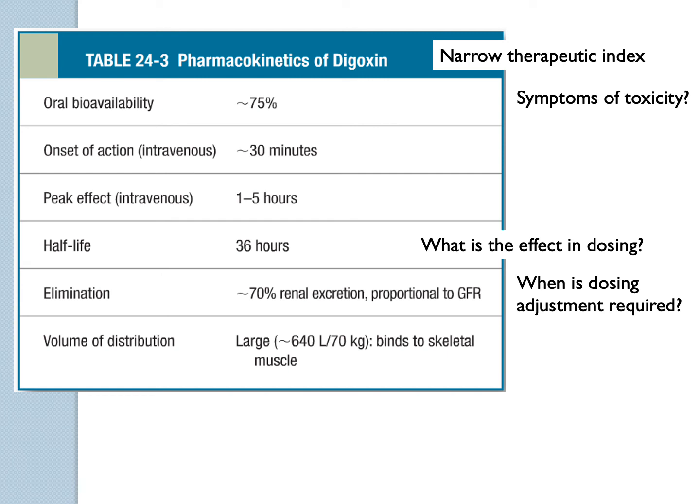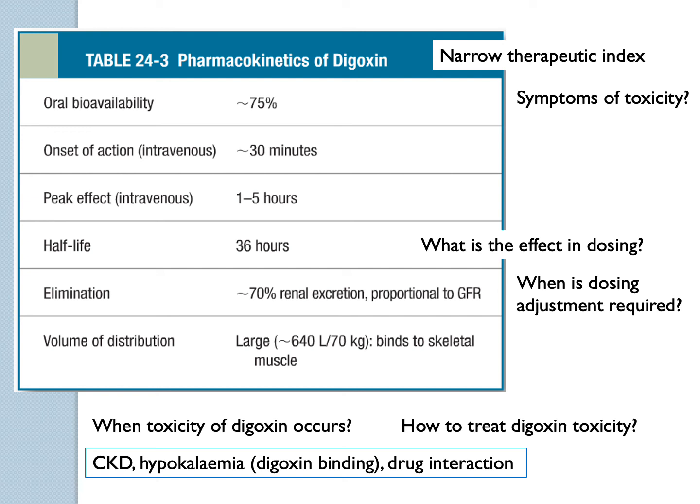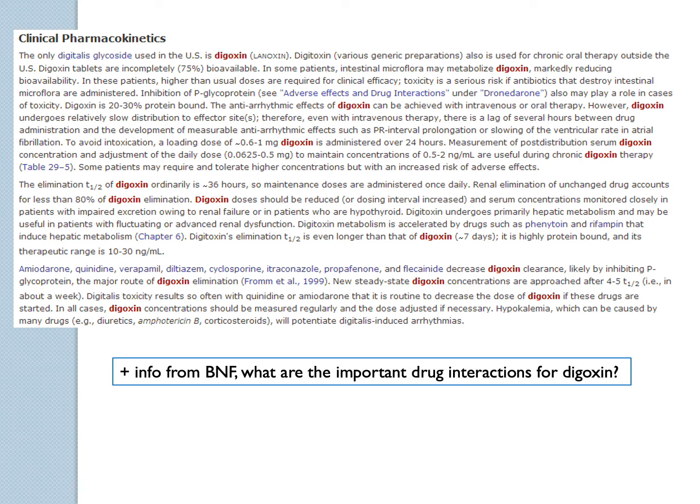So go find out the symptoms of toxicity. It can easily be detected because it changes the vision, so you can see things in a different color. I think it's yellow. Everything is in the BNF anyway. Toxicity can happen in different situations, including hypokalemia. There are also other drug interactions. There's some text over here you can read through. So go find out from the BNF what the important drug interactions are as well.